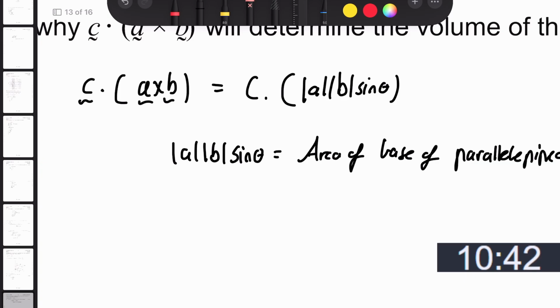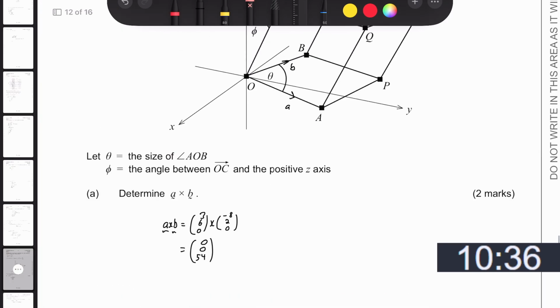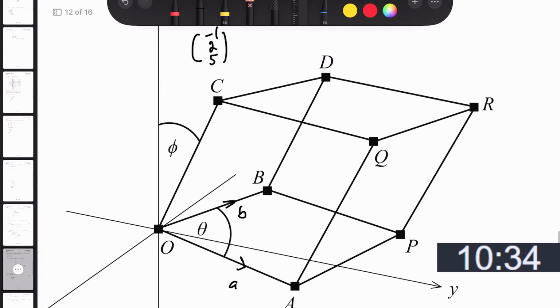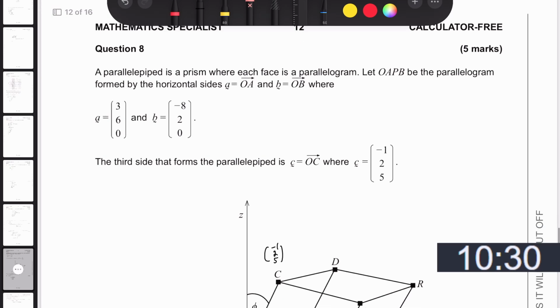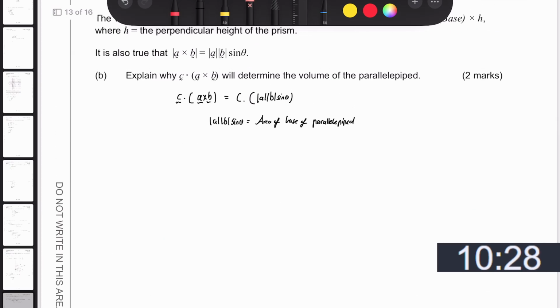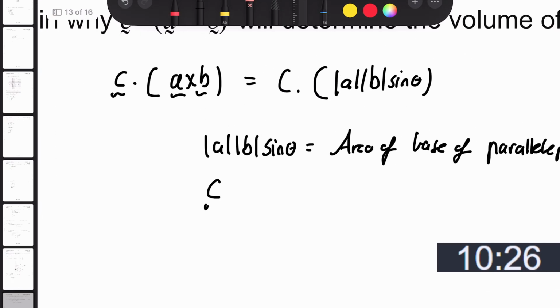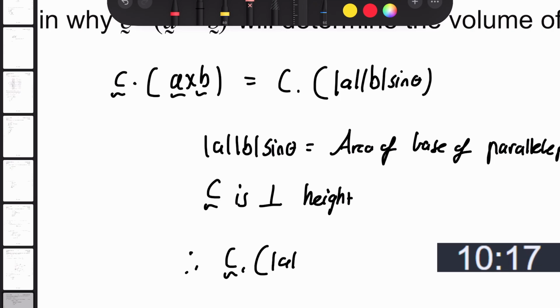Perpendicular height of, or maybe it's perpendicular to the prism, I guess. Parallel. I'm just going to say C is the perpendicular height. Therefore, C dot AB sine of theta will equal volume.